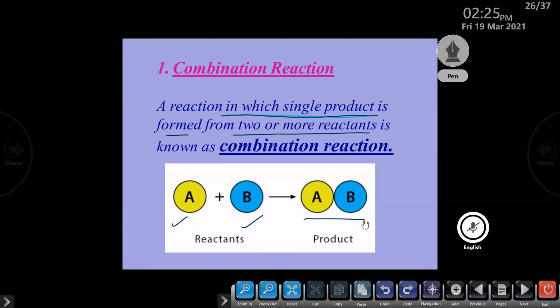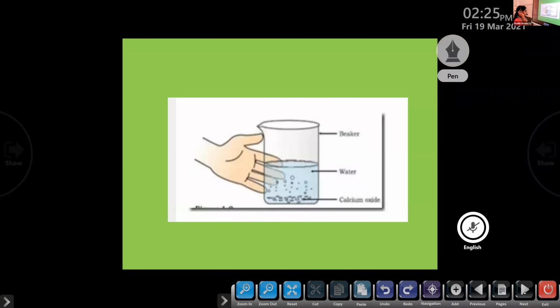Yes, ma'am. Okay, then we are moving to examples. Is this image clear for you? Yes, ma'am. Okay, we are taking a certain amount of calcium oxide. This one is calcium oxide in a beaker. This calcium oxide is otherwise known as quicklime. You have to note this name, quicklime.